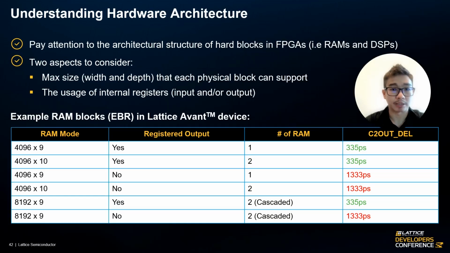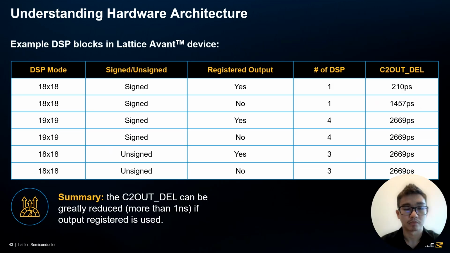Finally, understanding the architecture and making full use of it can lead to significant performance improvement. Shown here is the clock-to-out delay of the RAM block in Lattice devices. Pay attention to the size of the RAM and also the usage of internal registers. From the table, it is obvious that when the output of the RAM blocks are enabled, the clock-to-out delay is much lower and hence will significantly help timing performance. The same applies to DSP blocks, where in this case, the usage of the output register and the size of the DSP bits will also greatly influence the final performance.